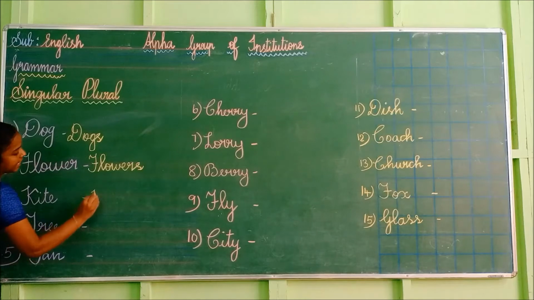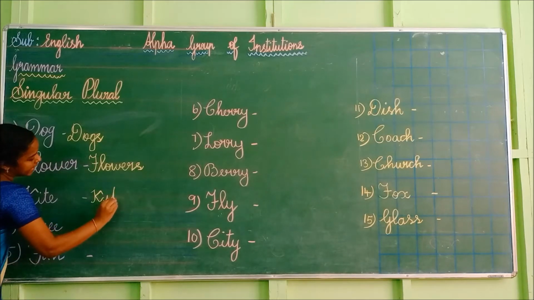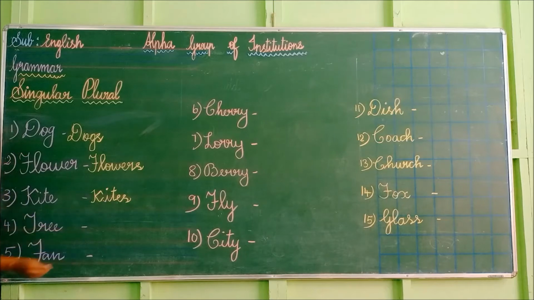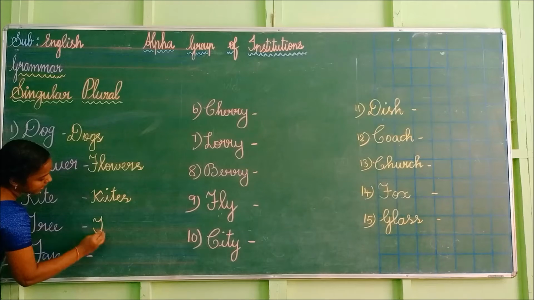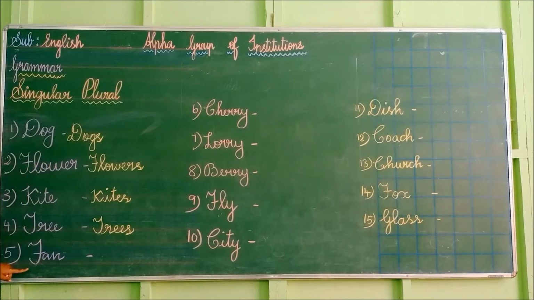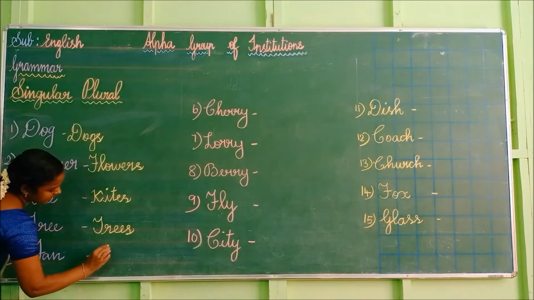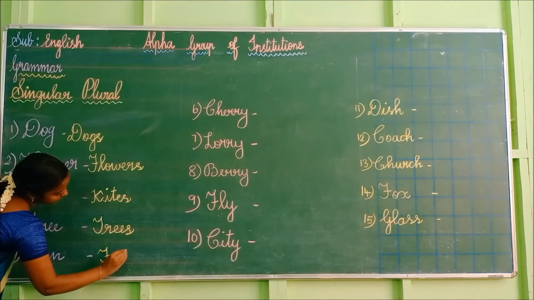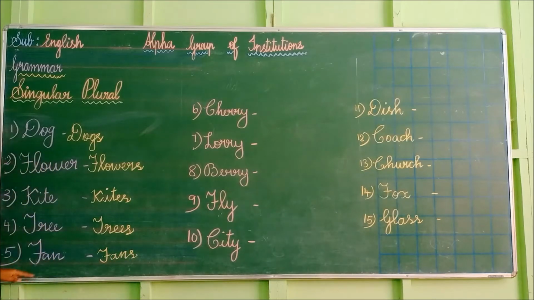Kite. It is also a regular noun. You have to just add S. Kite, it is kites. Tree. Trees. T-R-E-E-S. Trees. Fan. Fans. F-A-N-S. The plural form of fan is fans. Dog, dogs. Flower, flowers. Kite, kites. Tree, trees. Fan, fans.